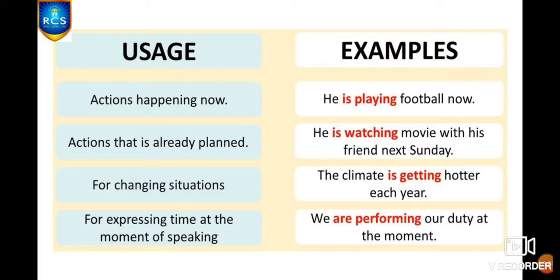And for expressing time at the moment of speaking. While you are speaking, you are going to express time. In such a case, we have to use this present continuous. We are performing our duty at the moment. We are doing our best today. Okay, children? Are you all clear about this?